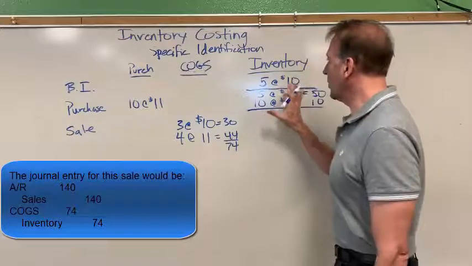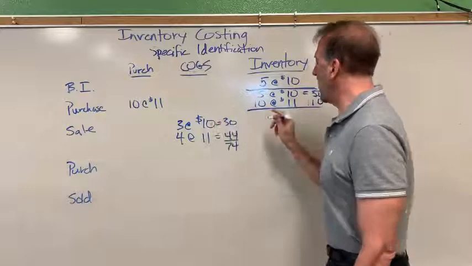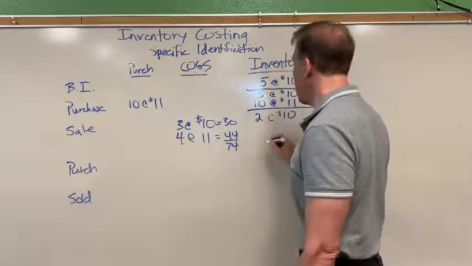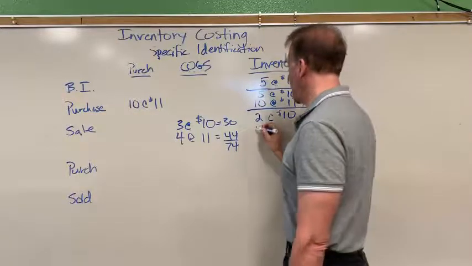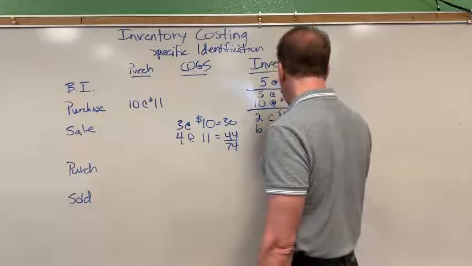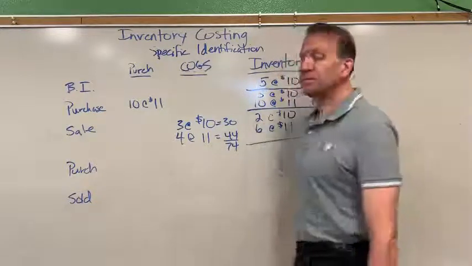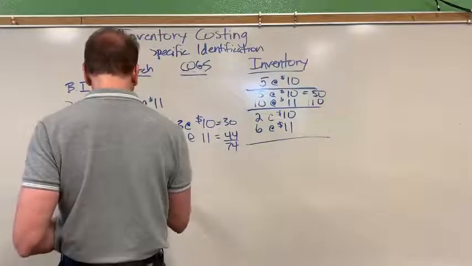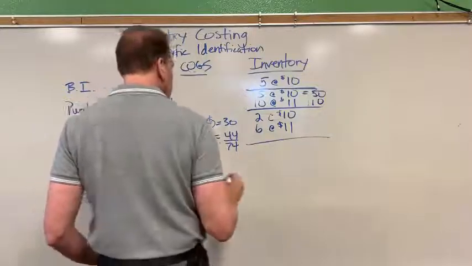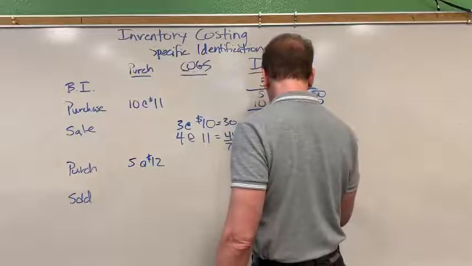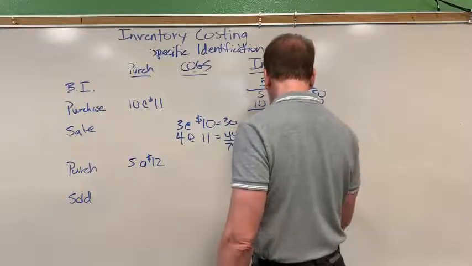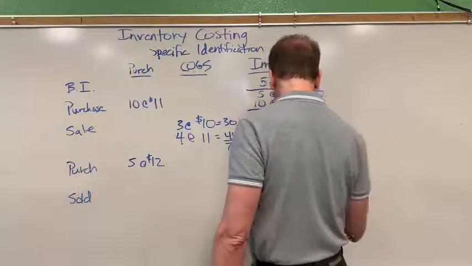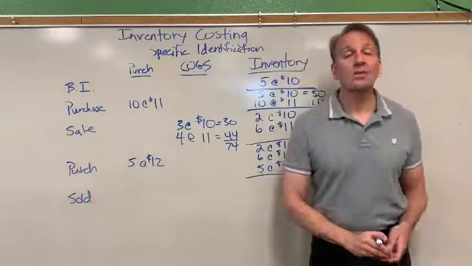All right, so now let's look at what's in inventory. If we sold three of the five, then that means we have two left at 10. And if we sold four of the $11 ones, then that means we've got six left at 11. So that's what's in our ending inventory. Let's just continue with our example. We purchased five more at $12. So I've got two at 10, six at 11, and now I've got five at 12. So there's my inventory. And now we sold six more.